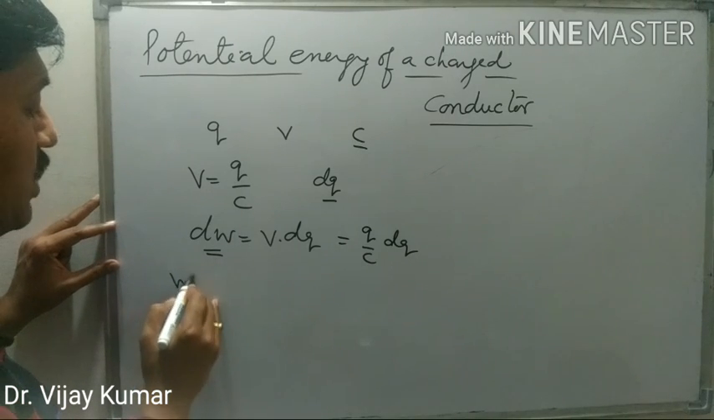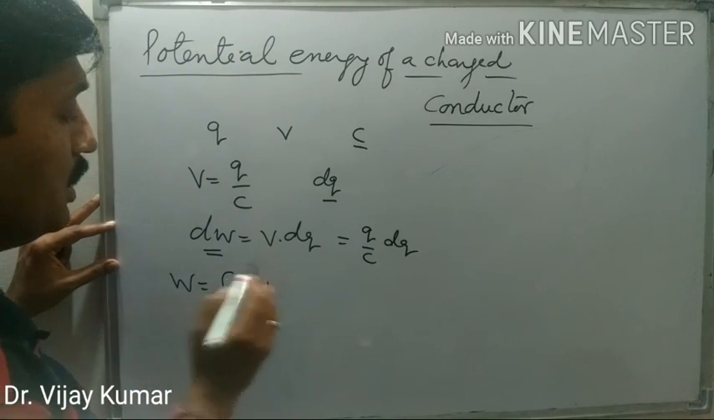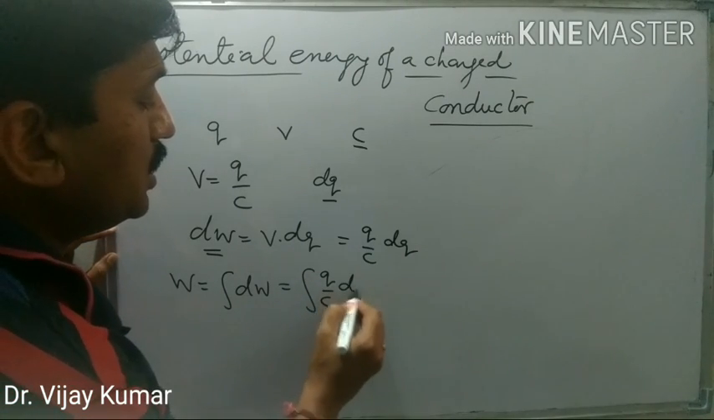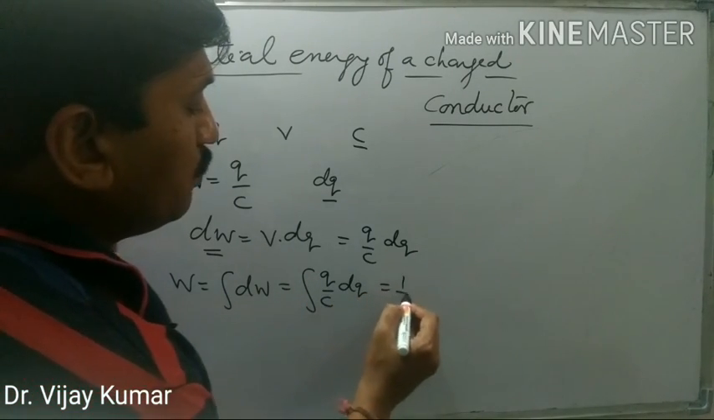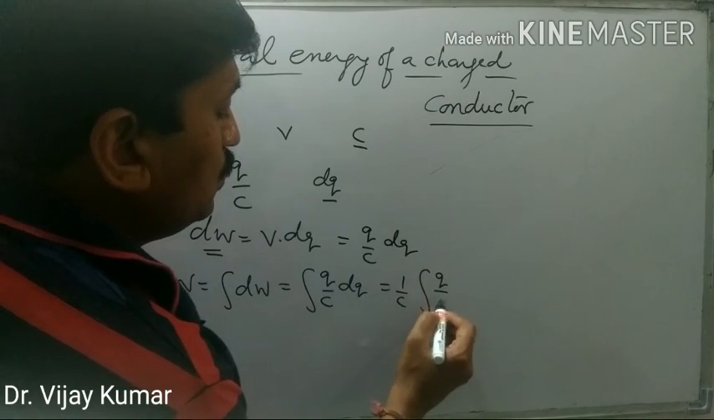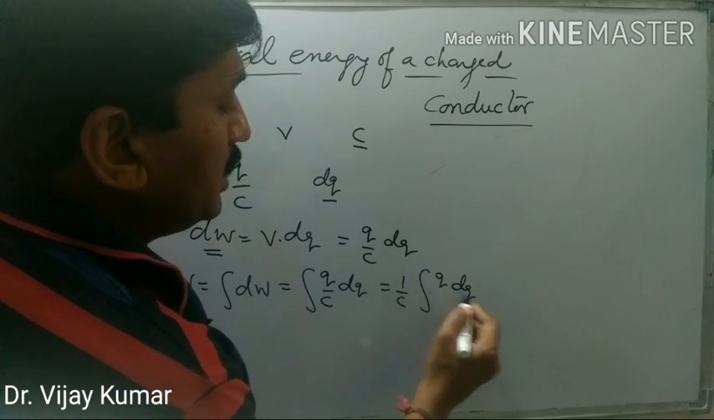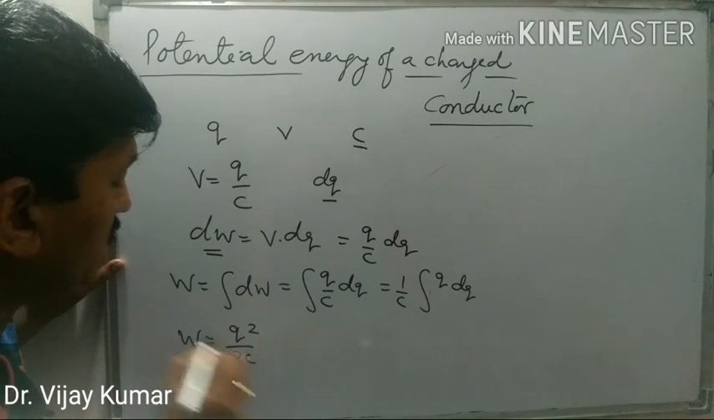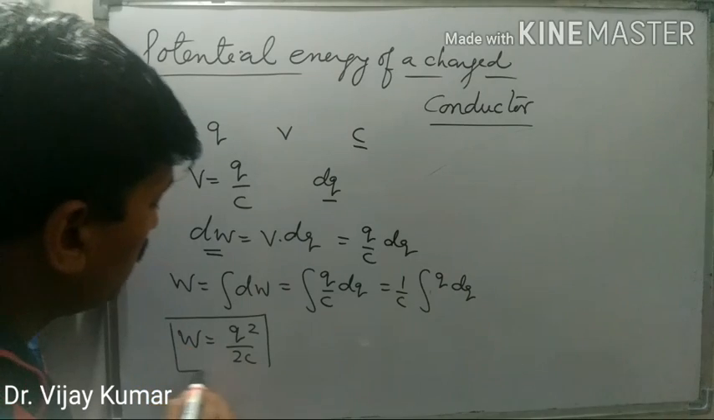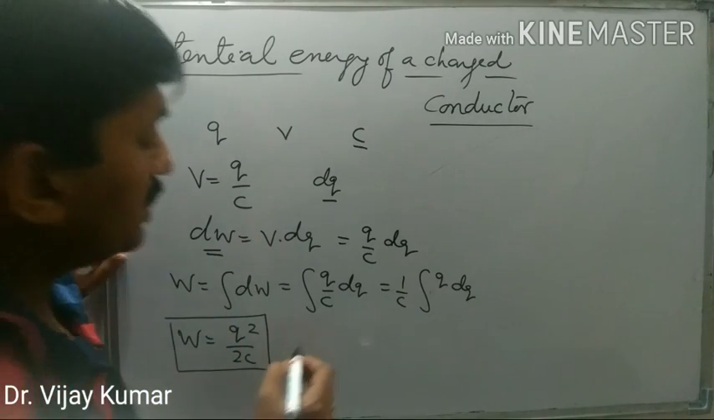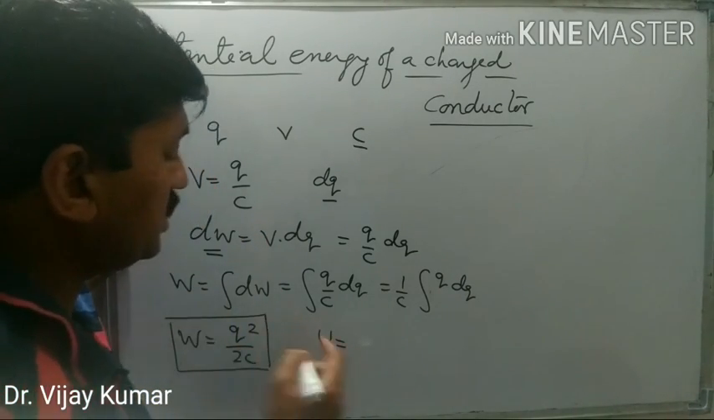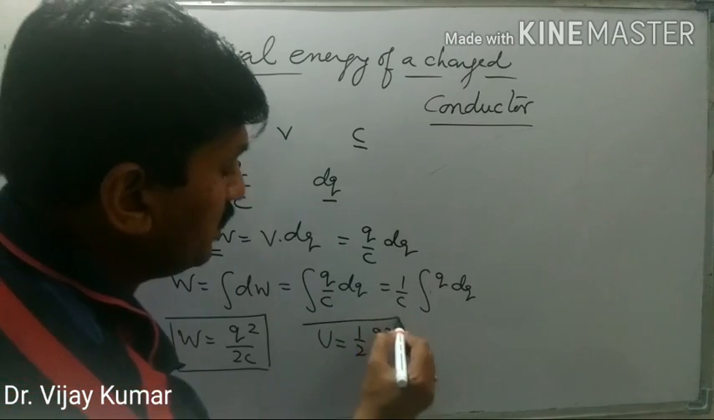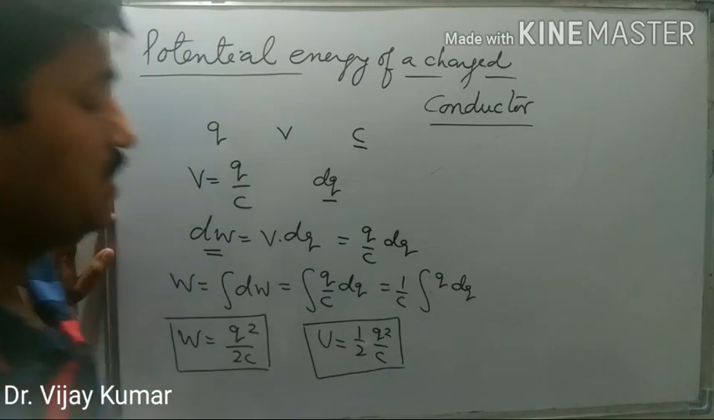To determine the work done, we integrate this dW. It becomes ∫(Q/C) dq, and as C is a constant, it is 1/C times the integral of Q dq. The integration of Q is Q²/2, so we get Q²/2C. This work done is stored in the charged conductor in the form of potential energy. It means U = ½ Q²/C. This is the potential energy of the charged conductor.